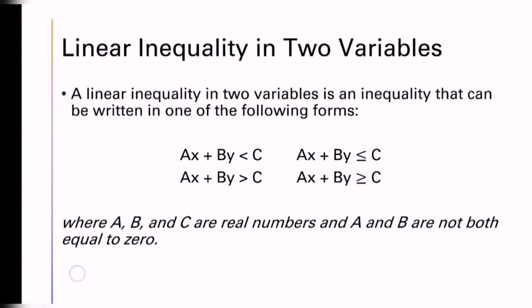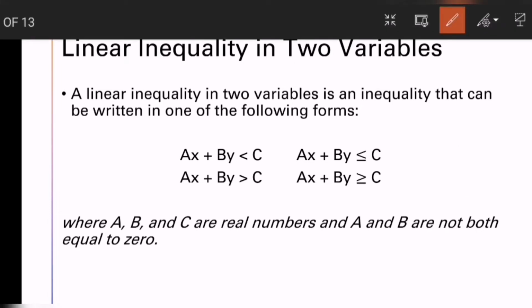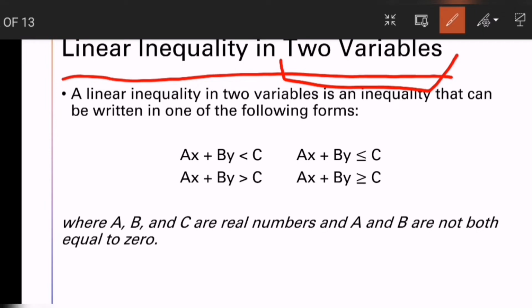And laging tatandaan, where a, b, and c are real numbers and a and b are not both equal to 0. So sinasabi mo dito na maaari mong ma-identify na ang isang given expression ay linear inequality in two variables basically if it has two variables. And kapag nakikita mo yung mga symbols such as less than, greater than, less than or equal to, greater than or equal to, automatically, ito ay linear inequality in two variables.